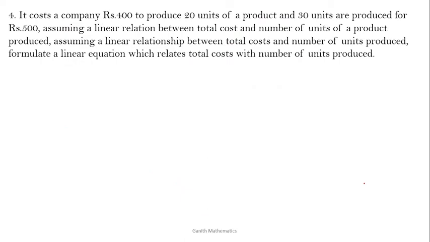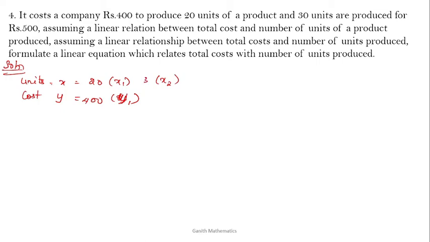It costs a company 400 rupees to produce 20 units of a product and 500 rupees to produce 30 units. So we can say that the number of units is, as usual, x. Units is x, and they have given that is 20, and the cost is y, that is 400. We can name this as x1 and this as y1, and there are some other terms. They have given 30 units, that is x2, and 500 rupees, that is y2.